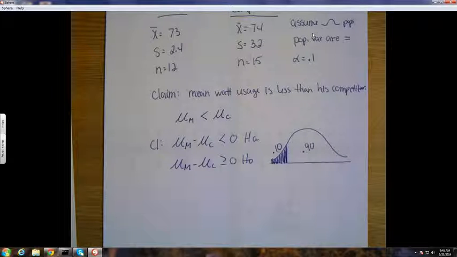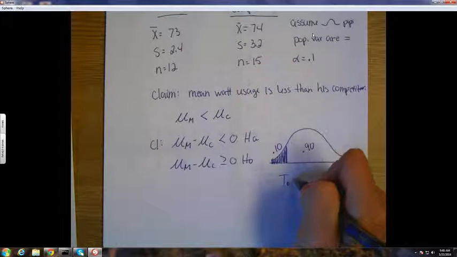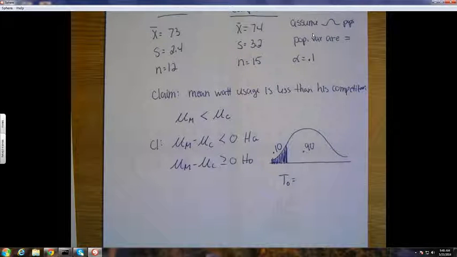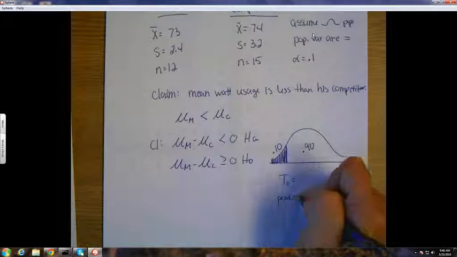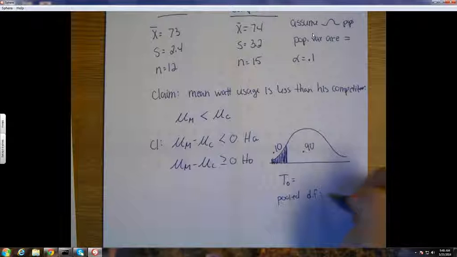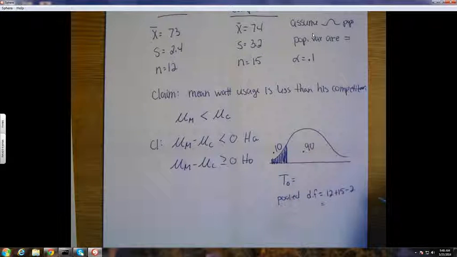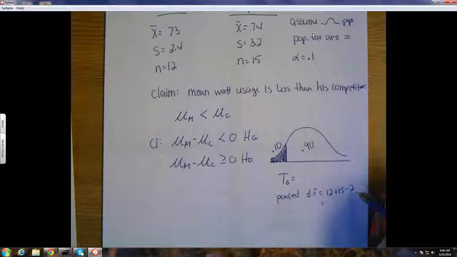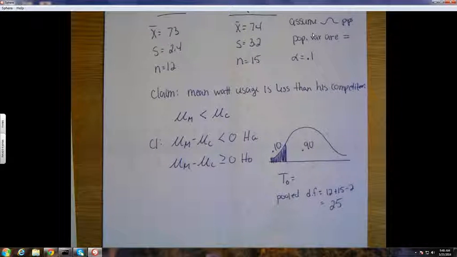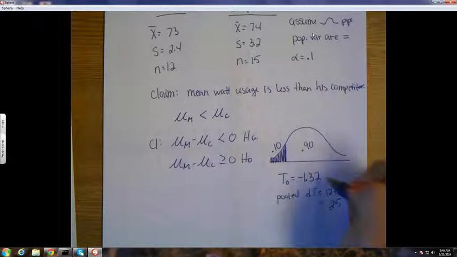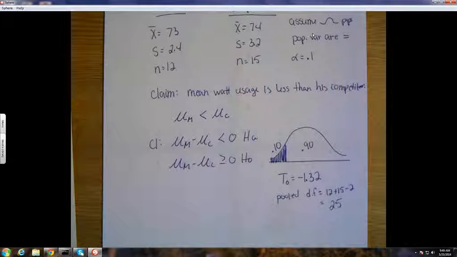Our critical value is a t because of the small sample size. Are we pooled or not pooled? Pooled. So how do we get our degrees of freedom? So N1 is 12 plus 15 subtract 2. That's 27, subtract 2 is 25. So 25 degrees of freedom and 0.1. So people with MT, do your thing. Negative 1.32. Is everybody okay with that? Finding that critical T. You don't need to copy it, you know how to get it. That's MT with 25 degrees of freedom and 0.1.